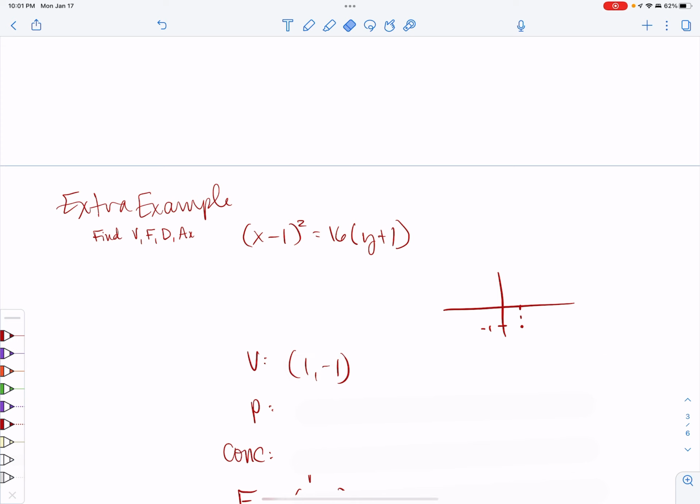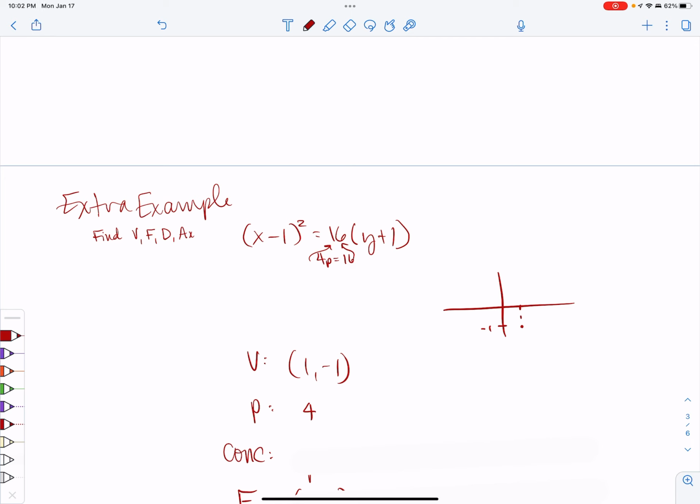So that's going to be 1, -1. The p-value, remember p comes from right here, and this is going to be 4 times p. So 4 times p is equal to 16. So that means that my p-value is equal to 4. If I need to write that down, 4 times p is equal to 16. Okay, so that's why p is equal to 4.